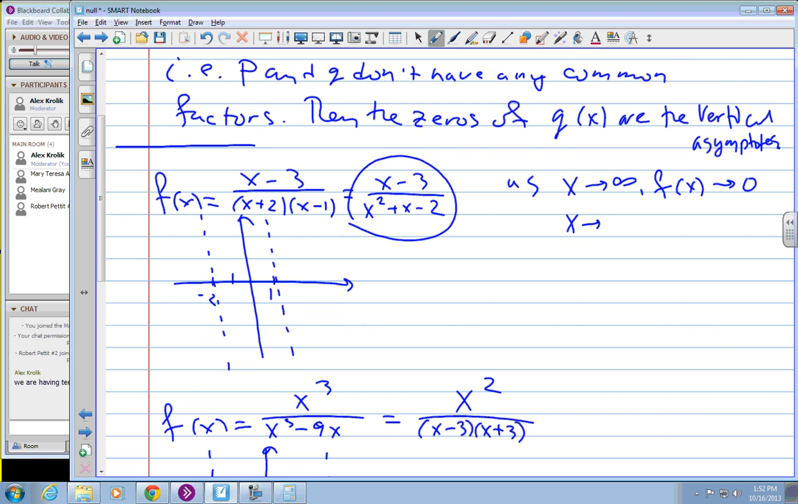as x goes to negative infinity, so as x gets really, really small. If I plug in negative 100 for x, I'll still get something close to 100 over something close to 10,000 and so forth. I'll still get closer and closer to 0. So on both ends, the value of the function gets closer and closer to 0. Are you okay with that?